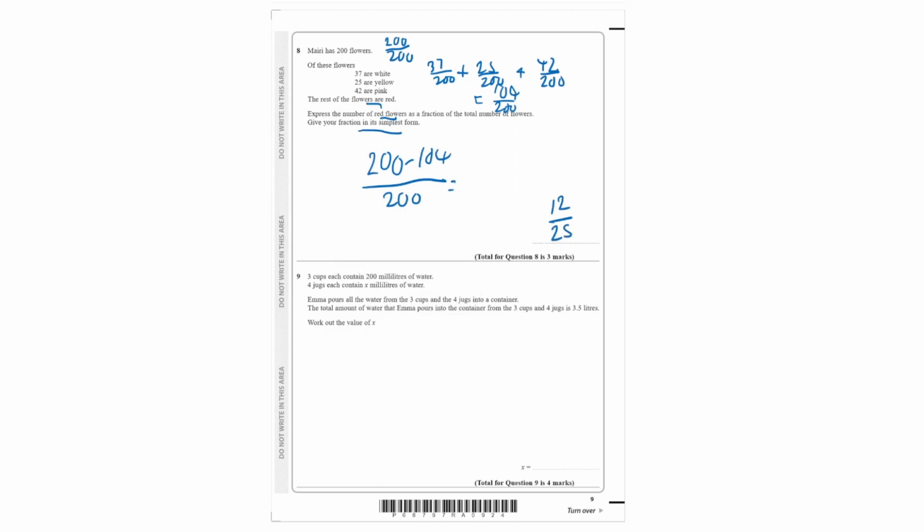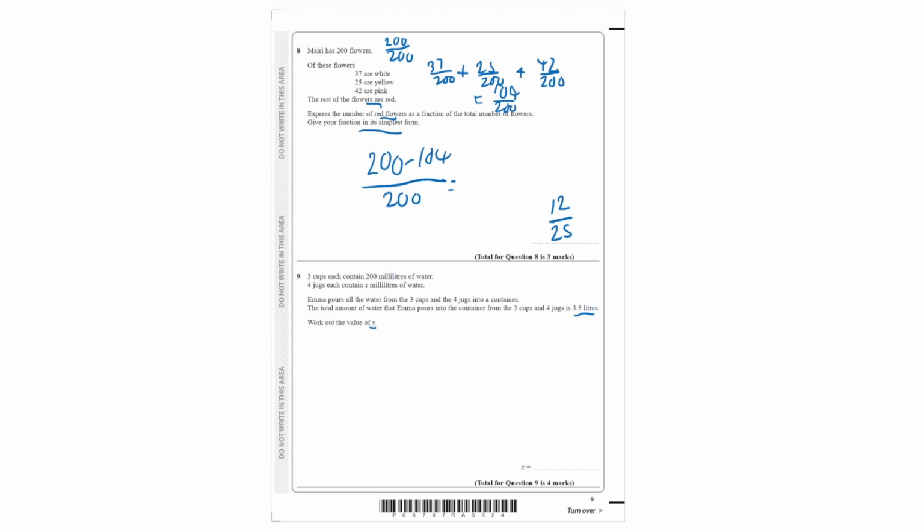Question 9. 3 cups each contain 200 milliliters. 4 jugs each contain X milliliters. Emma pours all the water from the 3 cups and the 4 jugs into a container, and the total amount that she gets is 3.5 liters. Work out the value of X. So we know that if we combine these, we will get 3.5 liters.